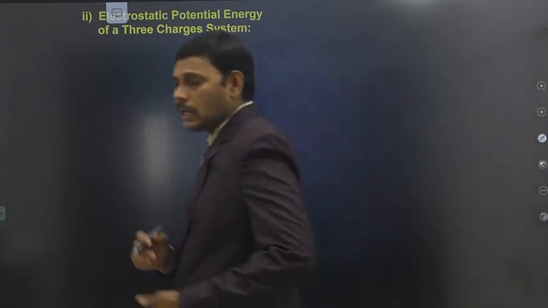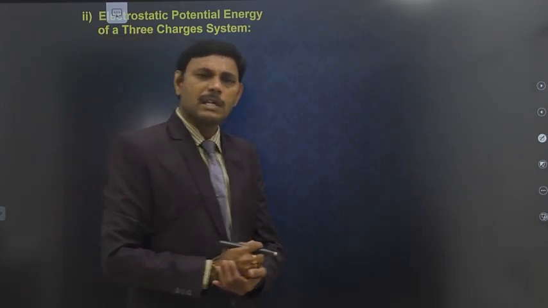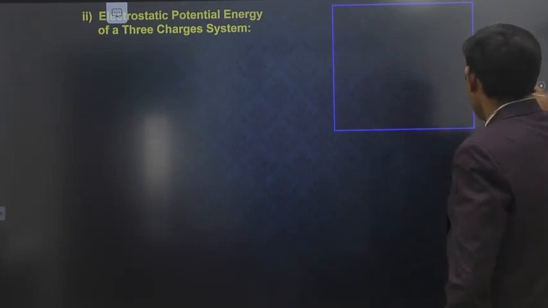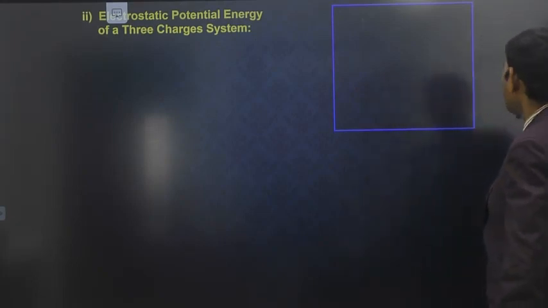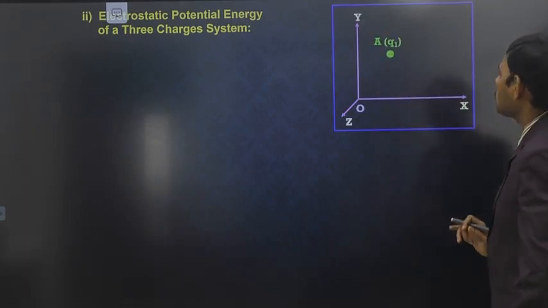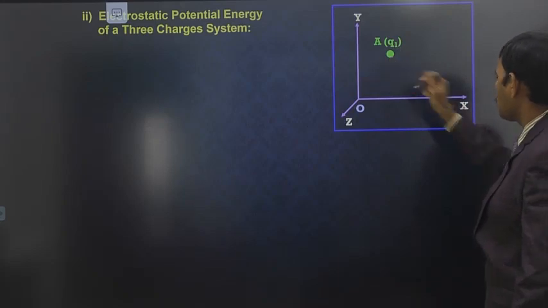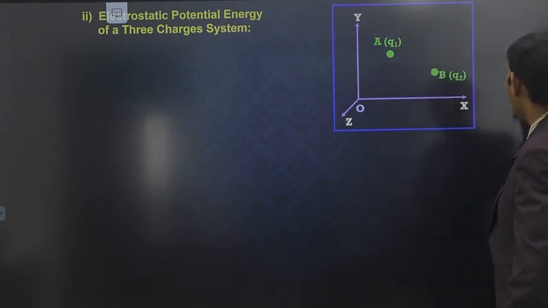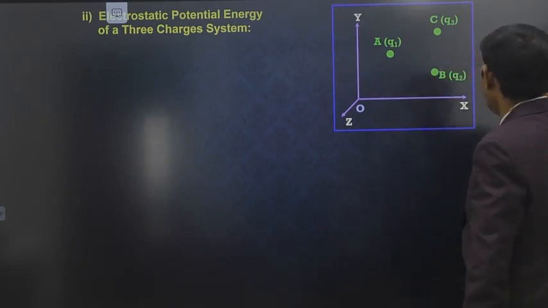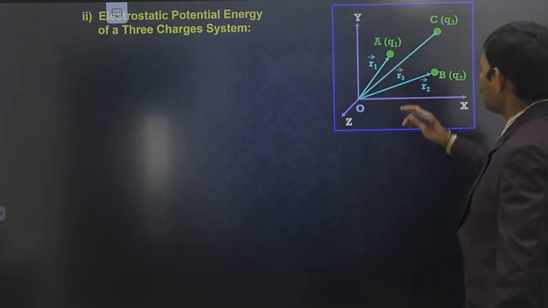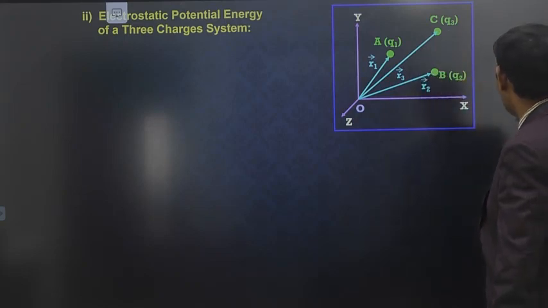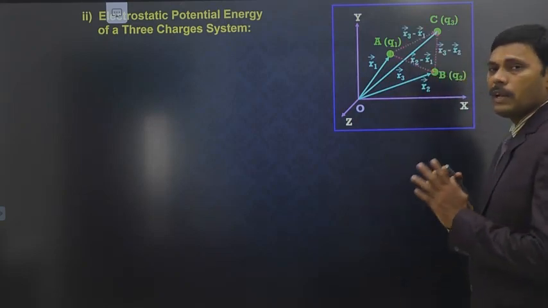So let us consider the expression for potential energy of a group of charges. Consider a number of charges here in an xyz coordinate system. Let Q1 be the charge kept at A, Q2 the charge kept at B, as well as Q3 the third charge kept at C. The position vectors are Q1 at R1 bar, Q2 at R2 bar, as well as Q3 at R3 bar.